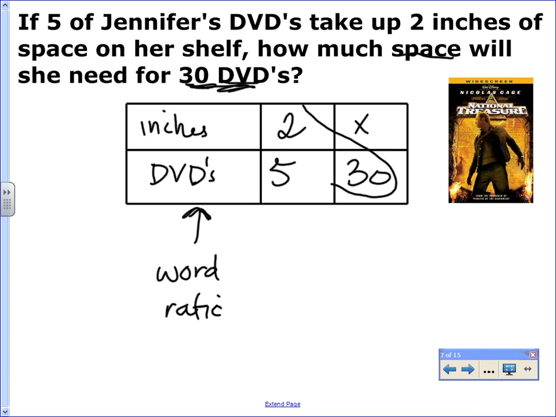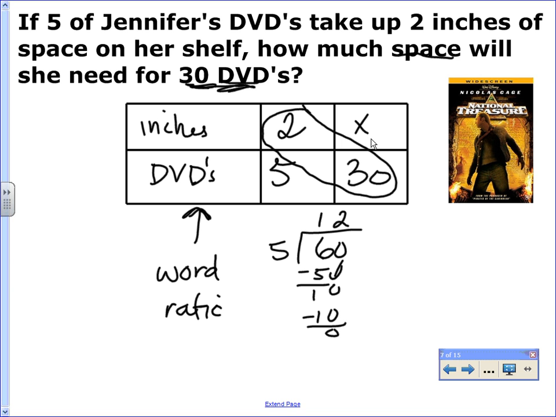So now we're going to cross multiply. 2 times 30 is 60, divided by 5 goes in 12 times, so x equals 12. So she'll need 12 inches of space for 30 DVDs.